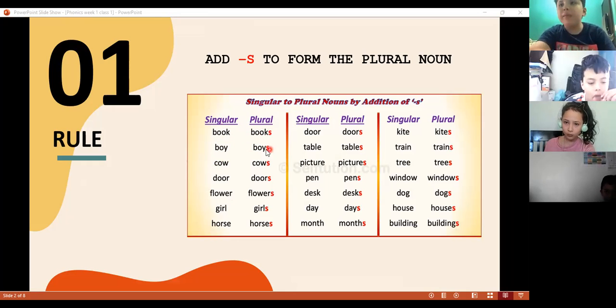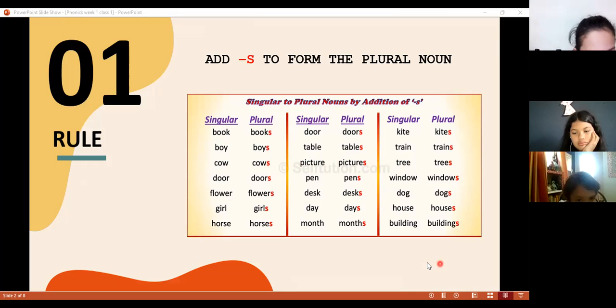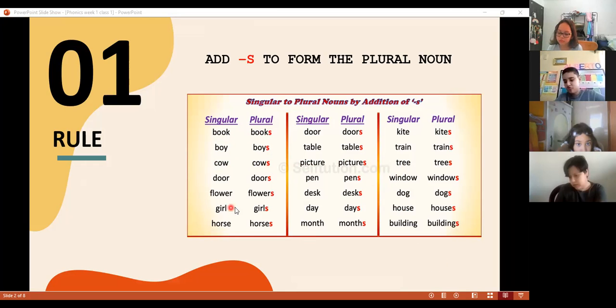Boy, boys. Cow, cows. Picture, pictures. Tree, trees. So we just write the letter S. House, houses. Dog, dogs. Desk, desks. So we just attach the letter S at the end. Girl, girls. Look at this. This is the most used plural. Rule number 1. Add the letter S at the end of the word.